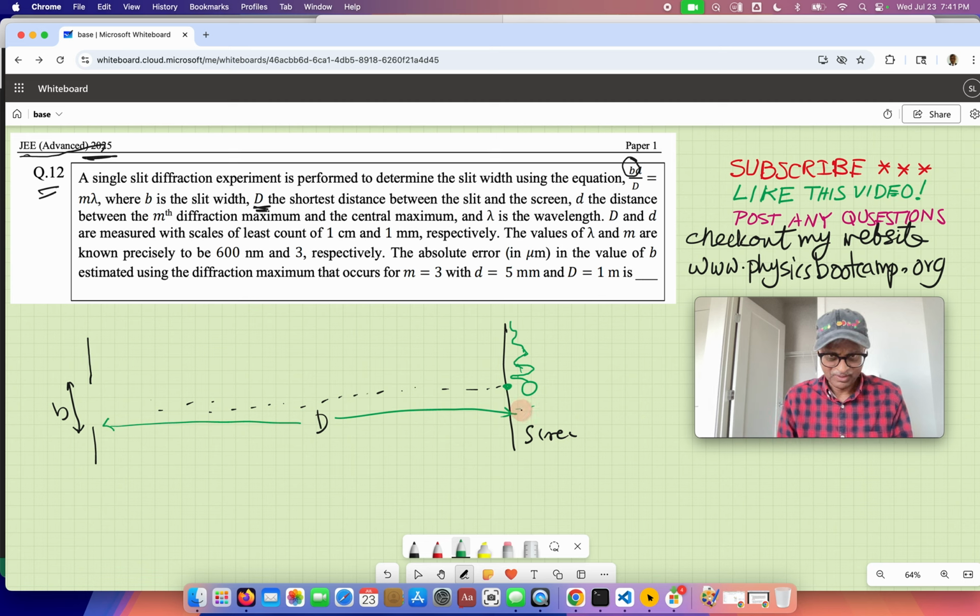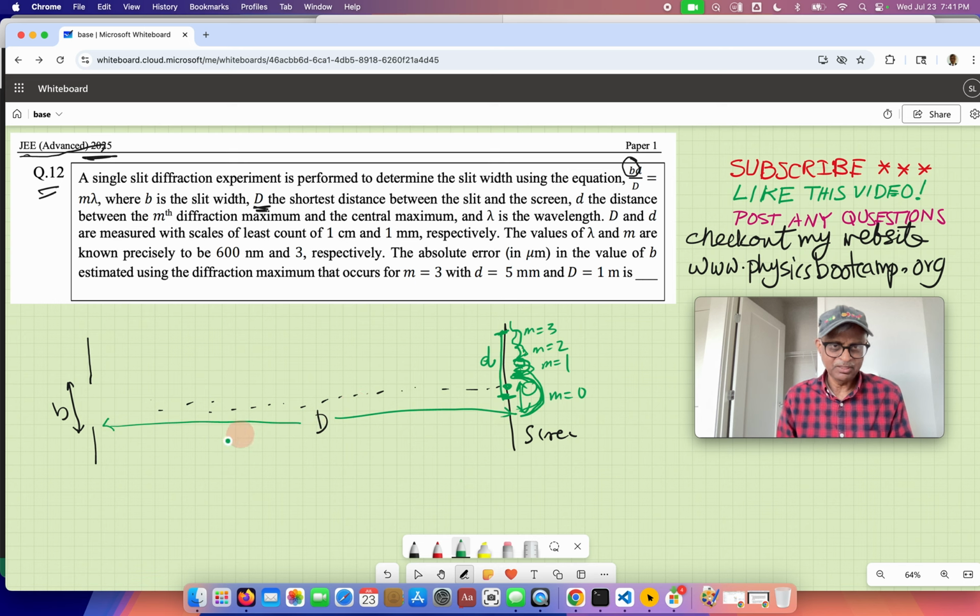So the central one is like that, and then the next one is like that, and the next one. There is m equals 3, m equals 2, m equals 1, and m equals 0. This is the central maximum, and it is going to be twice as wide as the others. This is the diffraction pattern, and from the center to over here is distance d. In this formula later on, it's going to tell us that m is 3.